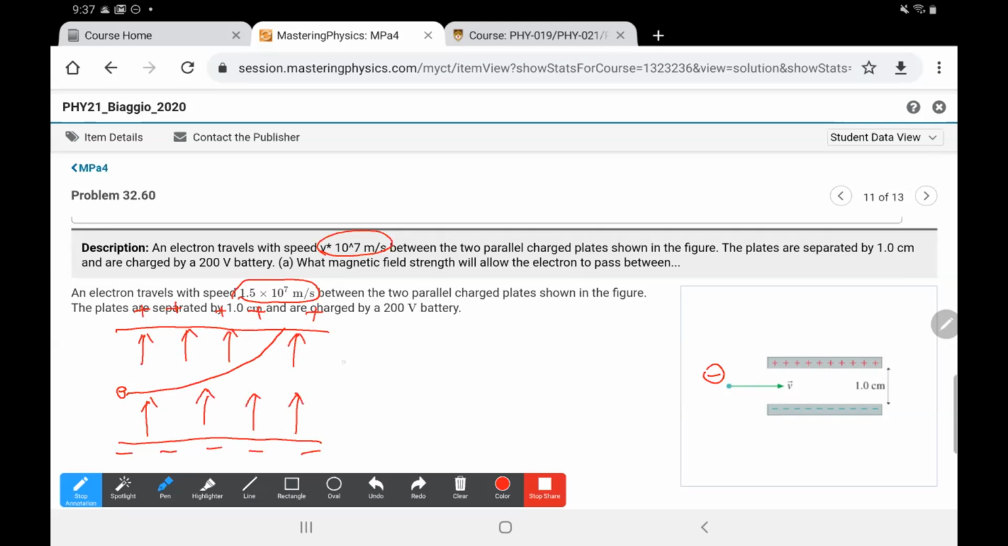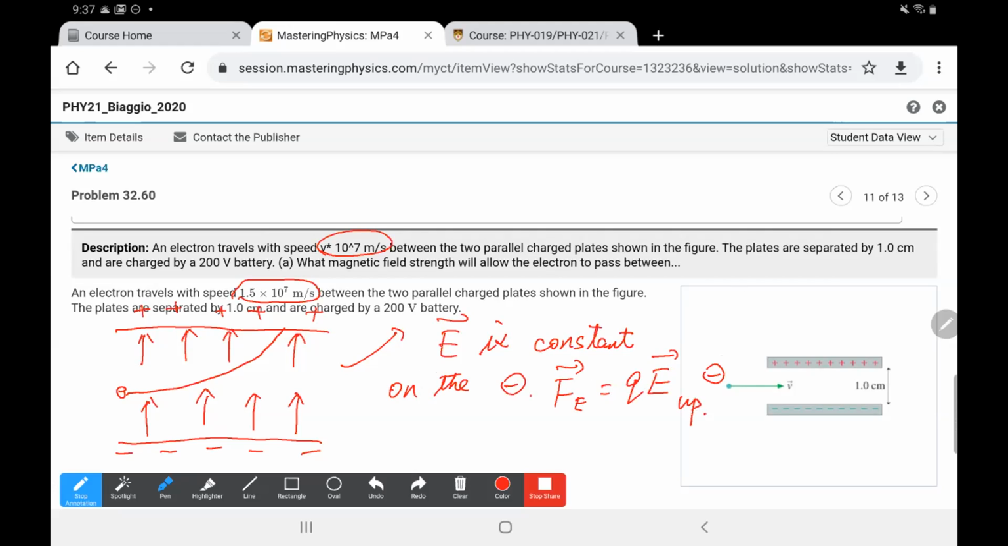So inside the plate, the electric field is constant. So on the electron, there will be an electric force equal to the charge times the electric field. Okay, and the electric field goes up. This is the electric force.